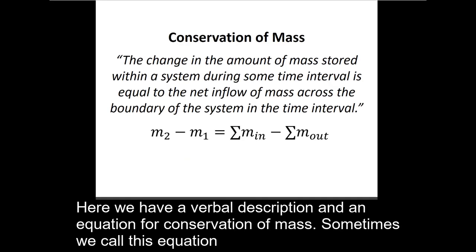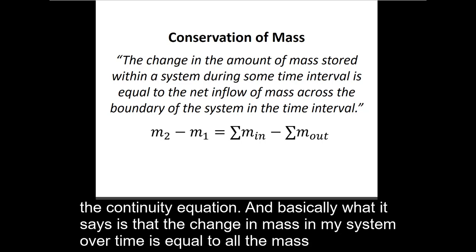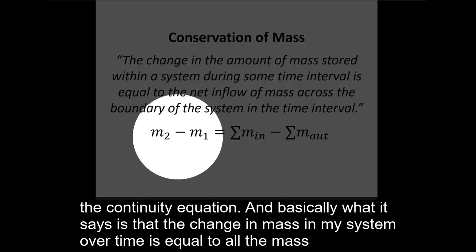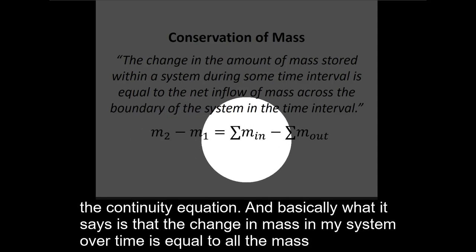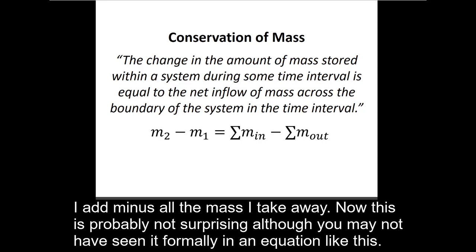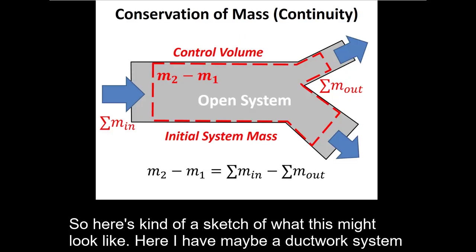Here, we have a verbal description and an equation for conservation of mass. Sometimes we call this equation the continuity equation. And basically, what it says is that the change in mass in my system over time is equal to all the mass I add minus all the mass I take away. Now, this is probably not surprising to you, although you may not have seen it formally in an equation like this. So here's kind of a sketch of what this might look like.